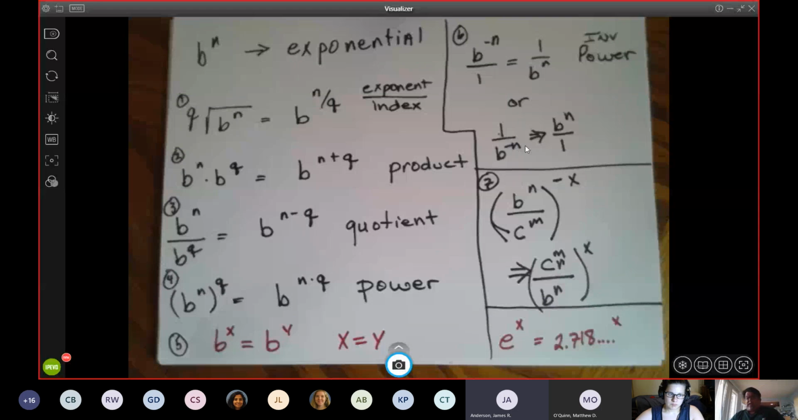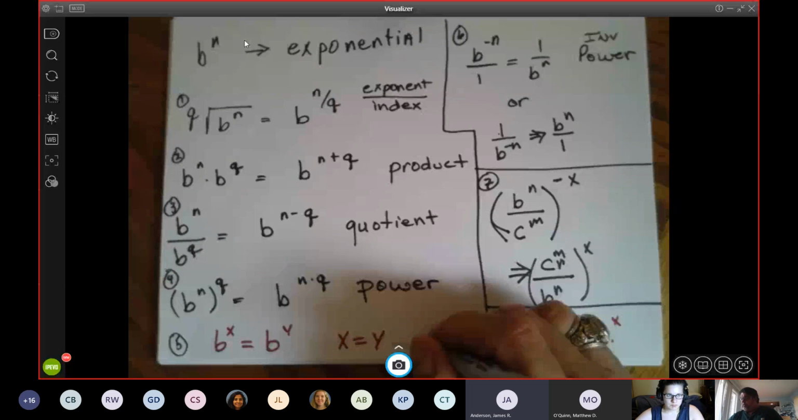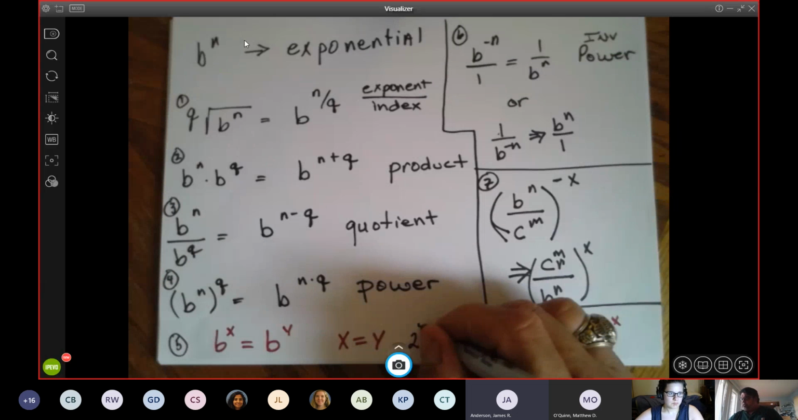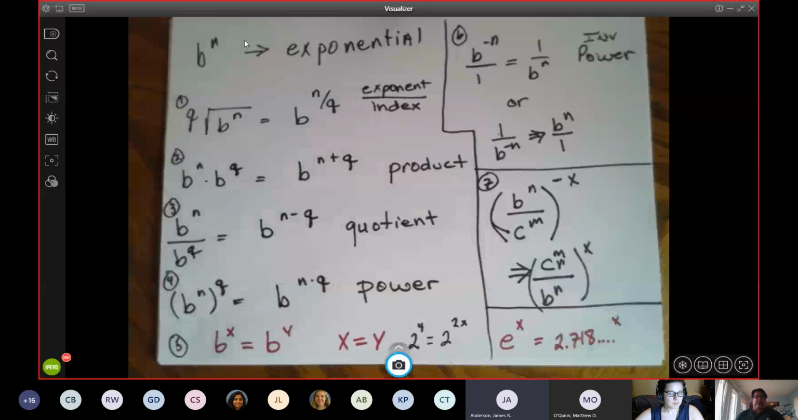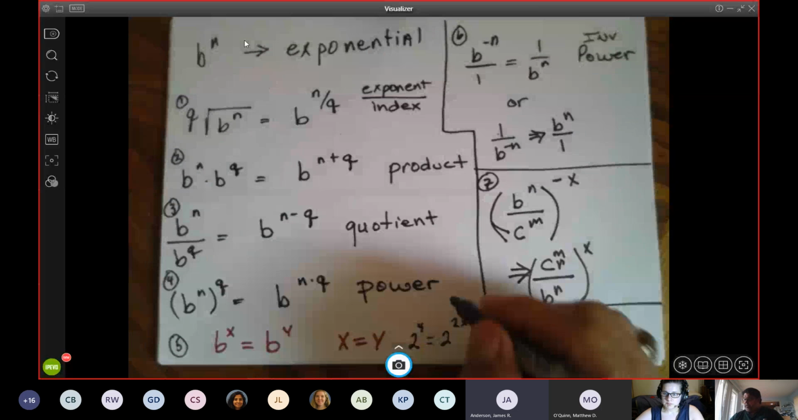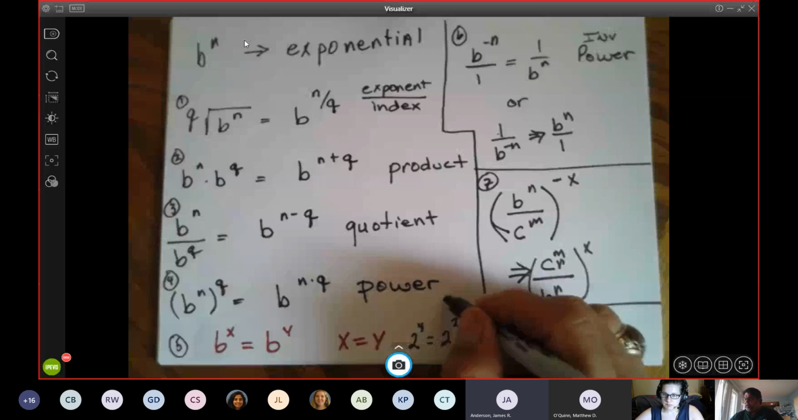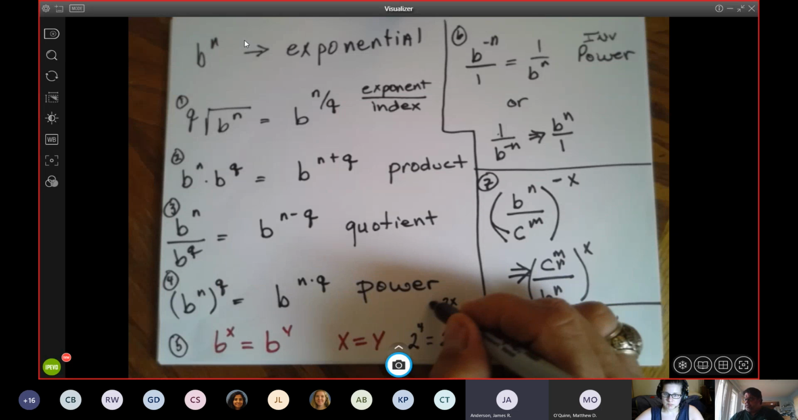It's called the equality, and it's also good with logarithms. If the bases are the same and the exponents are different, then you can set the exponents equal to each other. For instance, if I gave you 2 to the 4th is equal to 2 to the 2x, then I can say 2x is equal to 4 and x is equal to 2.